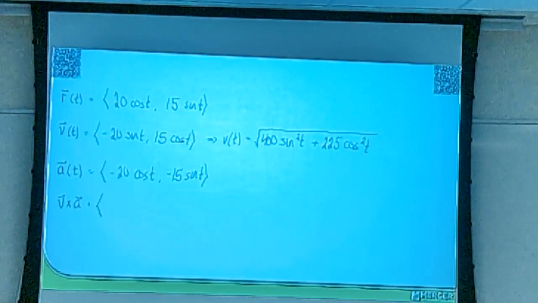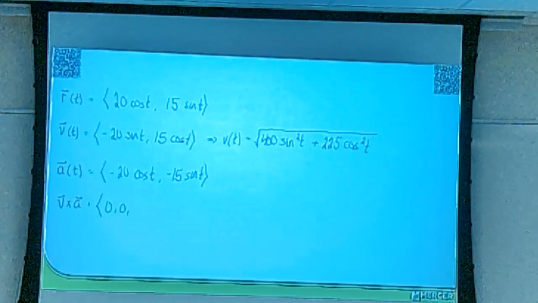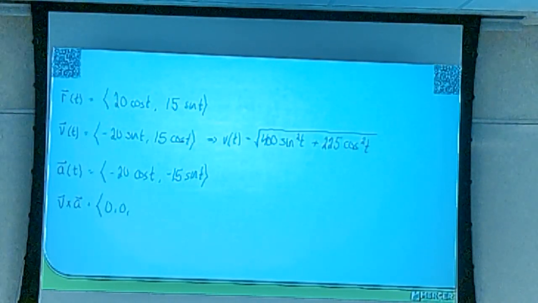You don't need v cross a. What's velocity cross acceleration? And you can make your life easy. Since velocity and acceleration are strictly in the xy plane, what direction does that cross product point? Strictly in the z direction, which means your first two components have to be 0. What's that third component?